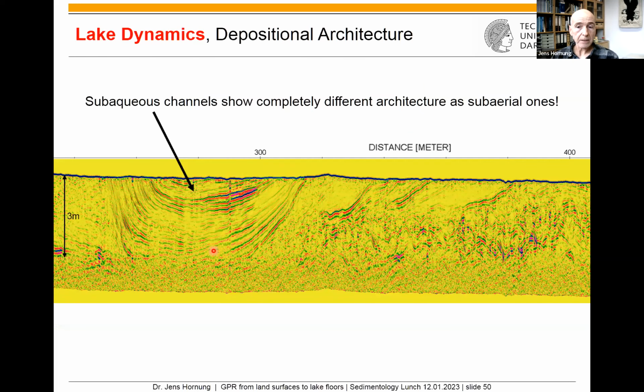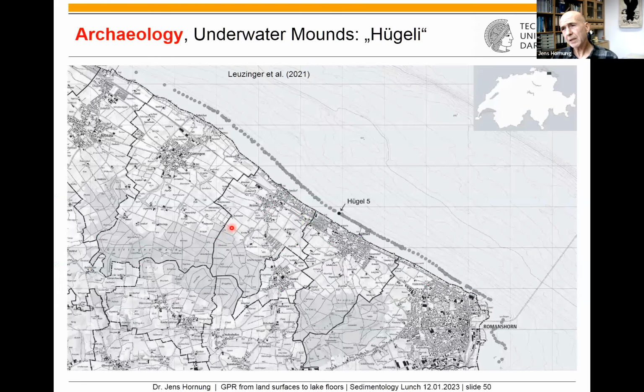And also channels, submerged channels, so paleo channels, they show a completely different architecture than fluvial channels, subaerial fluvial channels. And this was really a little bit astonishing for us and shows the potential of that device in the littoral zone of lakes. Well, in the end, I will talk a little bit about archaeology.